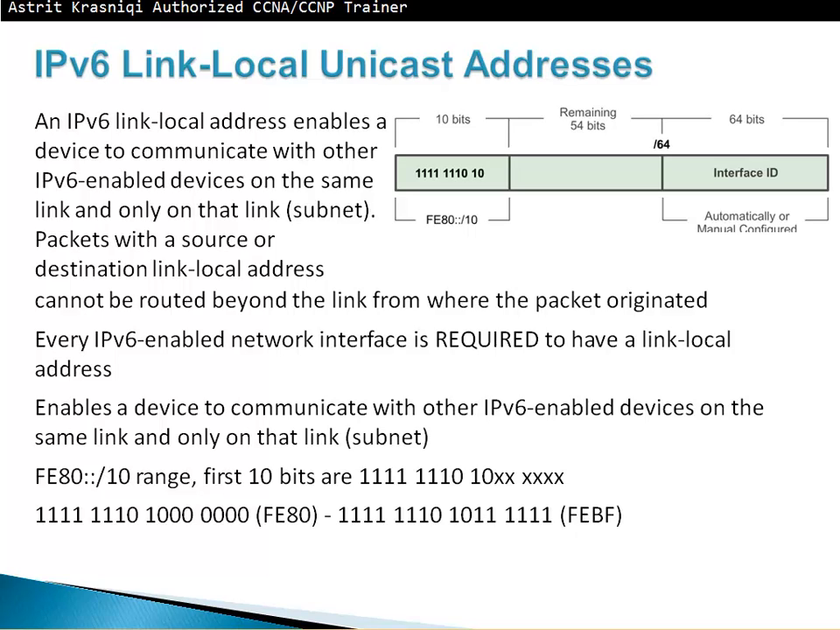Every IPv6 enabled network interface is required to have a link-local address. It enables the device to communicate with the other IPv6 enabled devices on the same link, and only on that link or subnet. The range is FE80::/10. The first 10 bits are, like we see in the binary, 1111 1110 10, up to FEBF.